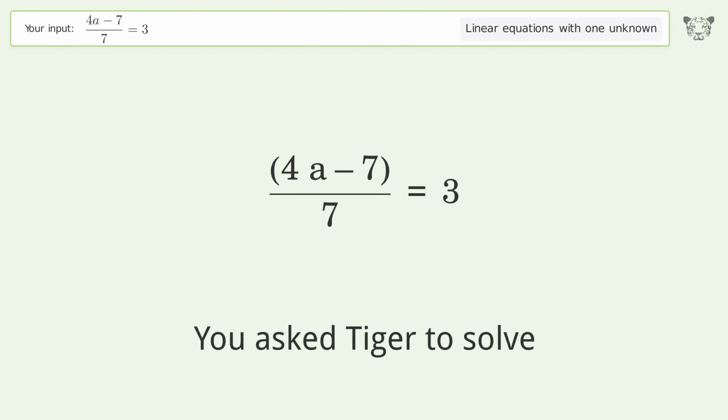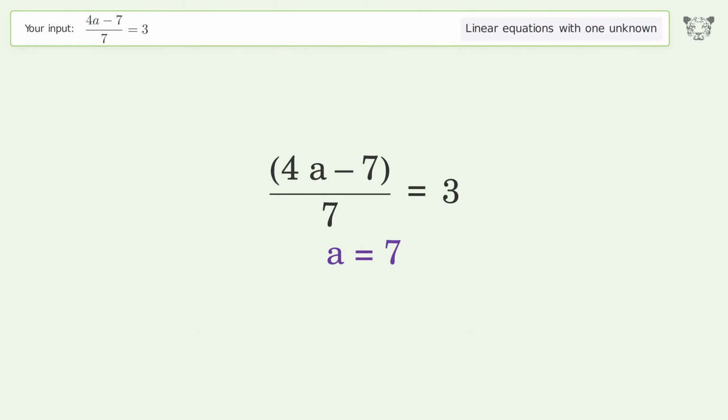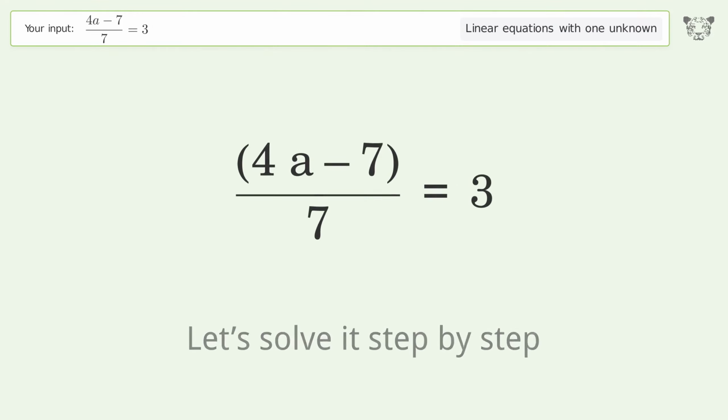You ask Tiger to solve this. This deals with linear equations with one unknown. The final result is a equals 7. Let's solve it step by step.